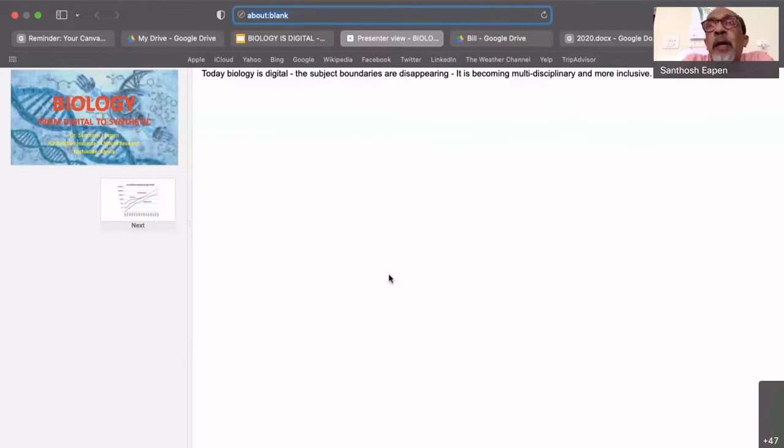We know how important bioinformatics is, and how the changes are happening in biology of late. Today biology, I should say, is digital. That is the major change that happened during the last one or two decades. The subject boundaries are disappearing and it is becoming a multidisciplinary subject, not zoology or life science or botany alone. It is more inclusive of many subjects. That is the speciality of today's biology.